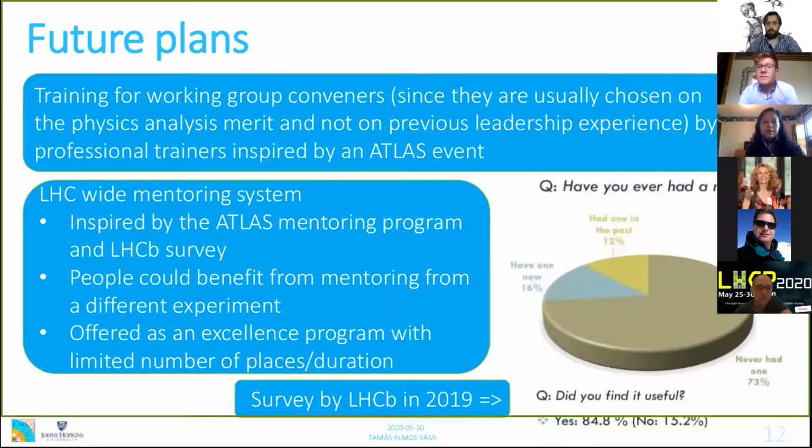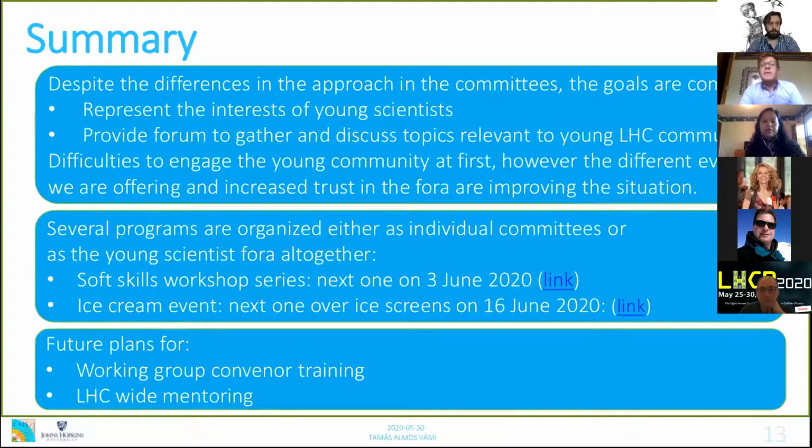Again, Atlas had something similar, and LHCb did a survey in 2019 in which they concluded that 73% of the people who took the survey didn't have a mentor, and those who had one all found it very useful. So the idea is to have a mentor from the other experiments, and with this, we could offer this as an excellence program, which means that we would limit the number of places and also the duration of the event. So the summary: despite the differences in the approaches of the committees, the goals are common.